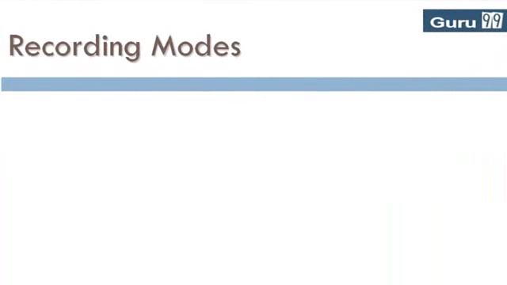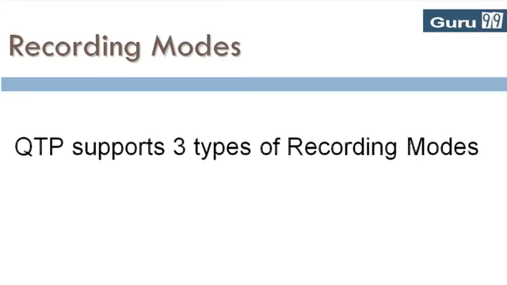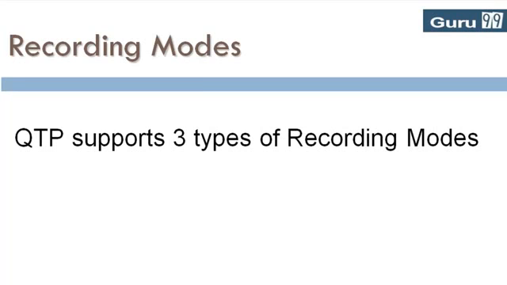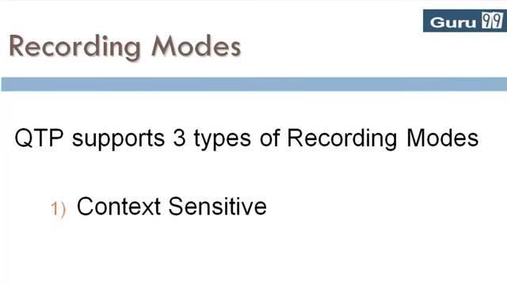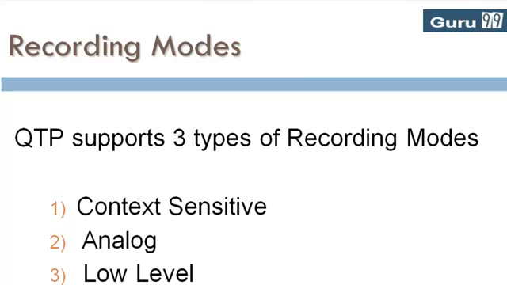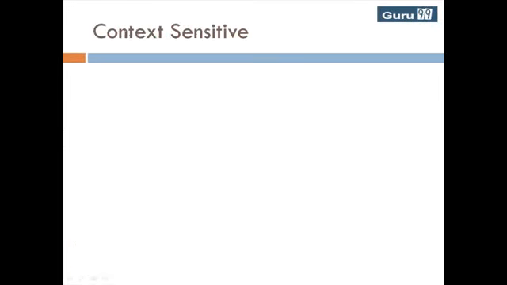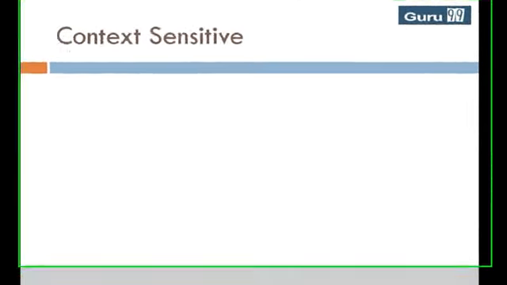Recording modes in QTP. QTP supports three types of recording modes: context sensitive, analog, and low level. Let's look at them one by one.